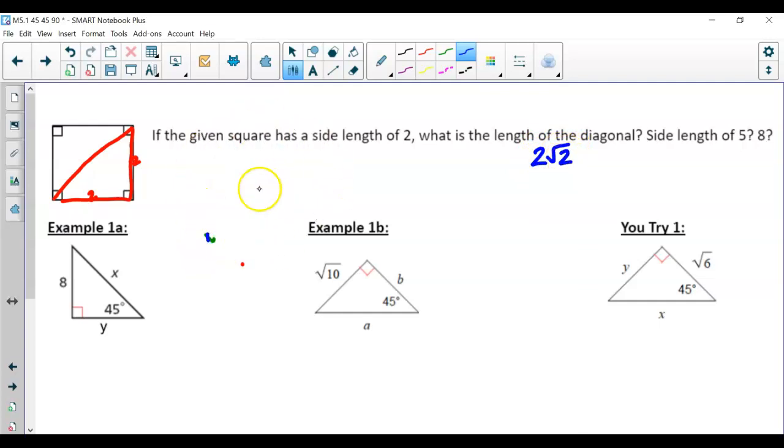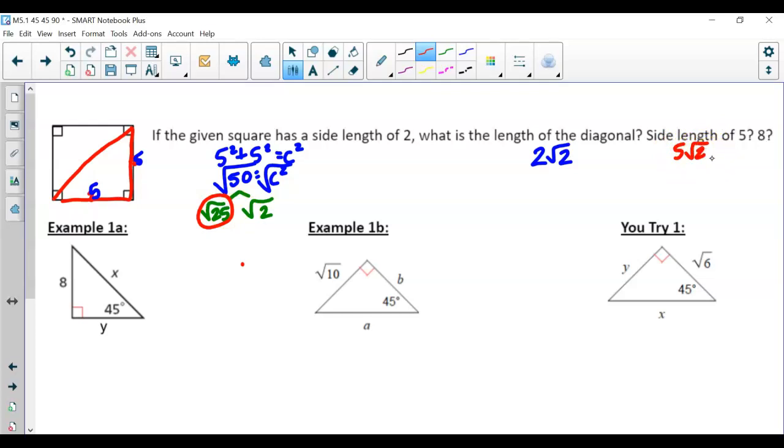So then if we had a side length of 5, so let's see. So if this was now a side length of 5, so same thing, right? 5 squared plus 5 squared is equal to c squared. So this is 25 plus 25, which is 50, but then take the square root. Now again, what is the perfect square factor of 50? 25, right? 25 and 2. Then what is the square root of 25? 5. So 5 radical 2.